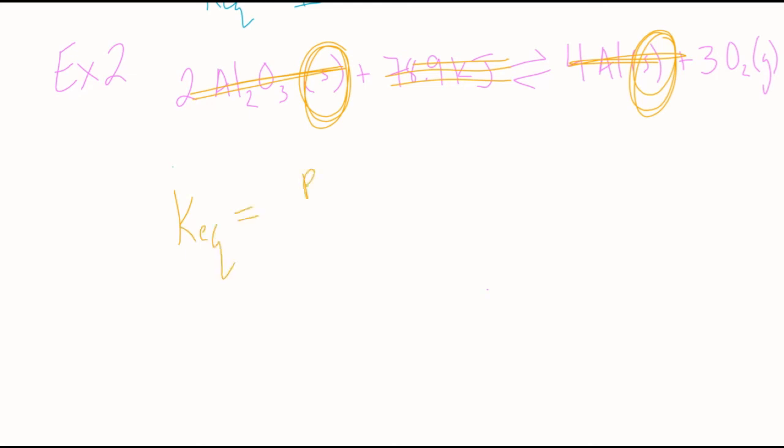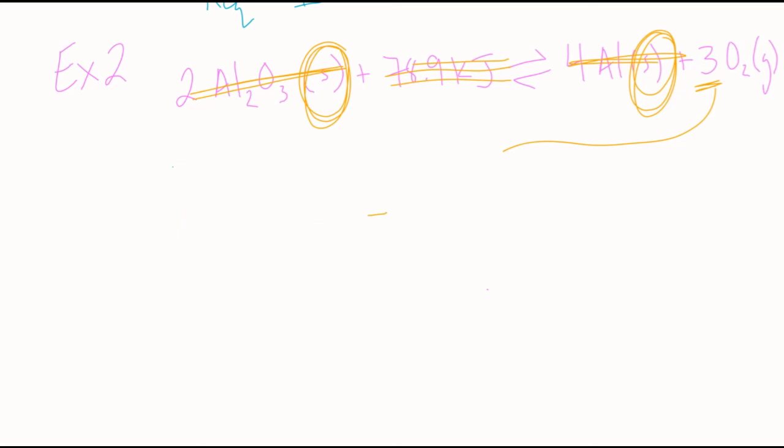So if we were going to do this question, it would just be products over reactants. And the only thing that's not a solid or a liquid is that oxygen. So what you would end up doing would be oxygen to the third power. And that's it. That's the only product. There's no reactants. That is just how you would do that question. Okay, so sometimes solids, liquids, heat, those things will cancel.